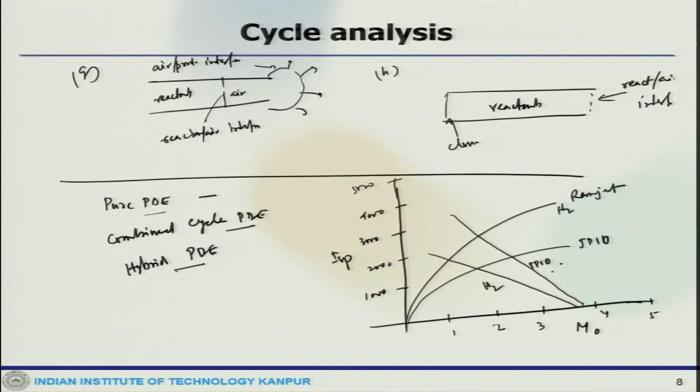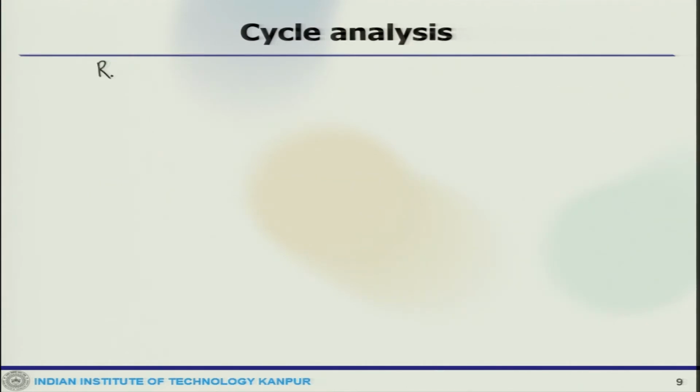Now, we will move to the ramjet. It is another type of engine which was first proposed in 1930 by Lorin. It may be either subsonic or supersonic.